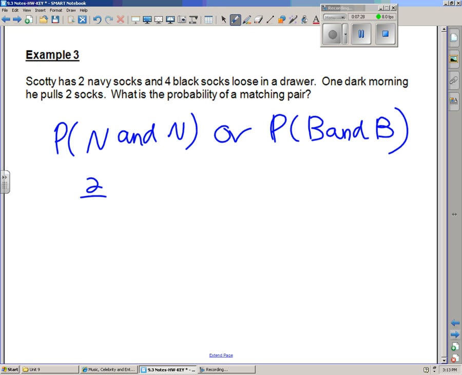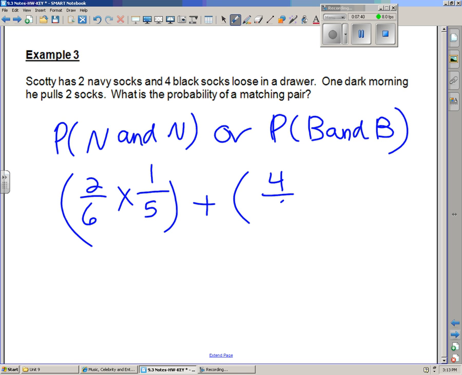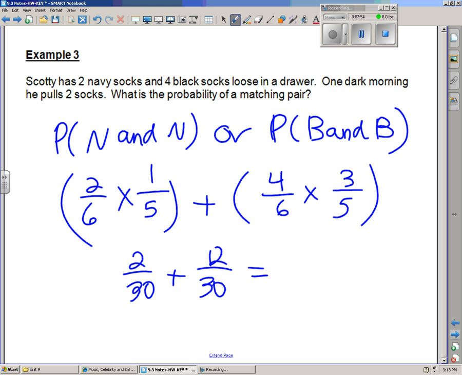Well, navy socks. He's got 2 out of 6. Once a navy comes out, it doesn't go back in, so there's 1 navy left, 5 socks total, or meaning add. Black means you've got 4 out of 6 chances to get black. Once a black comes out, there's 3 blacks and 1 less sock. So here what ends up happening is you've got 2/30ths plus 12/30ths, which equals 14/30ths. So a little bit less than half the time will he get a matching pair.